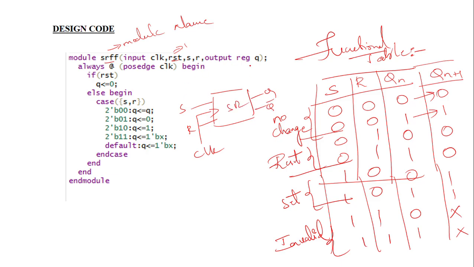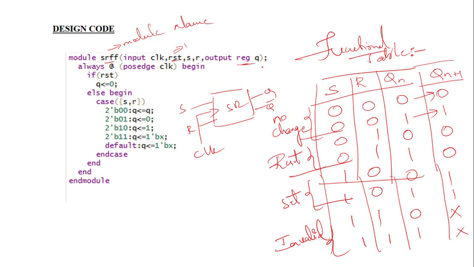The output will be Q, and we are going to use this Q in the always block. When you use variables in procedural blocks, meaning always or initial blocks, you should make them reg data type. That's why I make Q a reg data type.